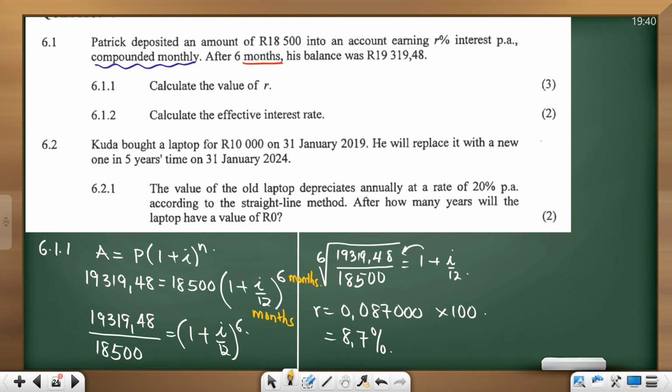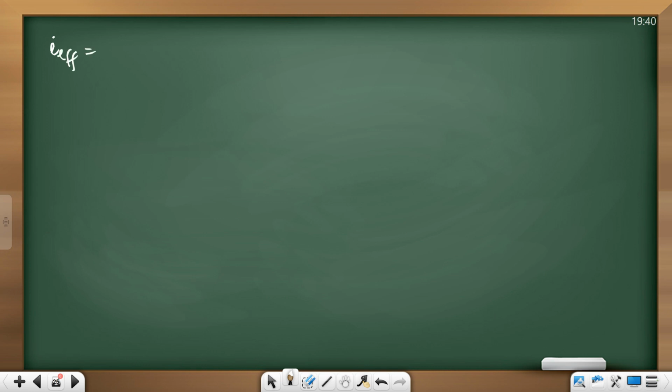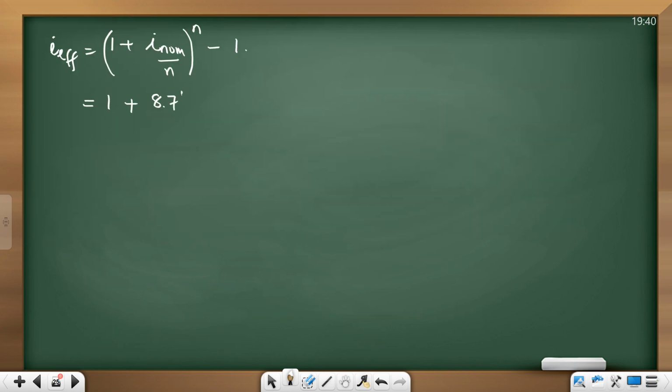All right. Calculate the effective. I hope you guys know the formula. Effective interest rate: I effective equals 1 plus I nominal over N, to the power of N. You must know that formula. No one is going to give you. Got 8, what, 7. Am I right? 7%. Compounded monthly is over 12. It's 1 year. Effective interest is always 1 year. Please put that in a calculator as quickly as you can.